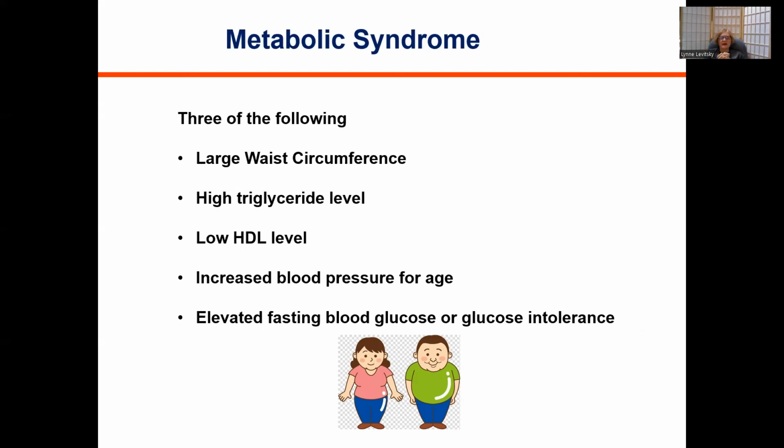To make the diagnosis, you have to have 3 of this series of things: a large waist circumference, that sort of apple-shaped person, and even little kids can have it; a high triglyceride level, which is one of the lipid levels in the blood, probably related to carbohydrate intake and insulin resistance; and a low level of HDL, the high density lipoprotein, which is the good cholesterol. You have to have increased blood pressure for your age, and you can have an elevated fasting blood sugar or glucose intolerance. And all you need is 3 of those, and you're diagnosed with metabolic syndrome.